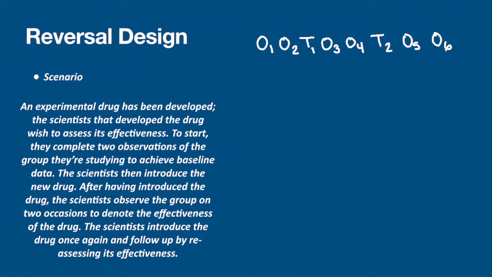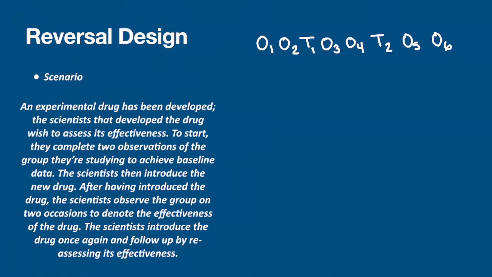An experimental drug has been developed. The scientists that developed the drug wish to assess its effectiveness. To start, they complete two observations of the group they're studying to achieve baseline data. The scientists then introduce the new drug. After having introduced the drug, the scientists observe the group on two occasions to denote the effectiveness of the drug. The scientists introduce the drug once again and follow up by reassessing its effectiveness.